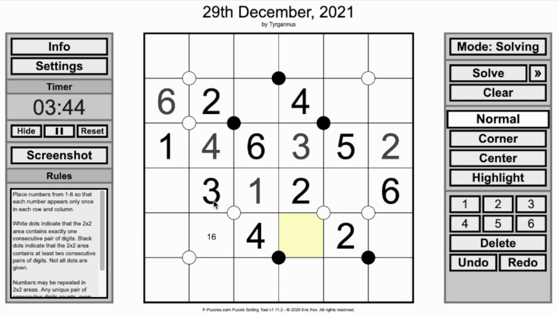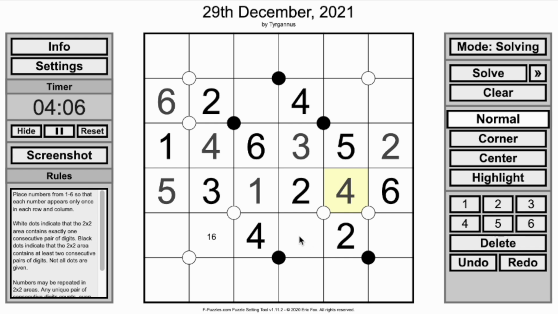This row is also nearly full. What does it need? A 4 and a 5, and the 5 will prevent this one from being the 5, so this is the 5, meaning this is the 4. Now, let's look at this nearly done quad.